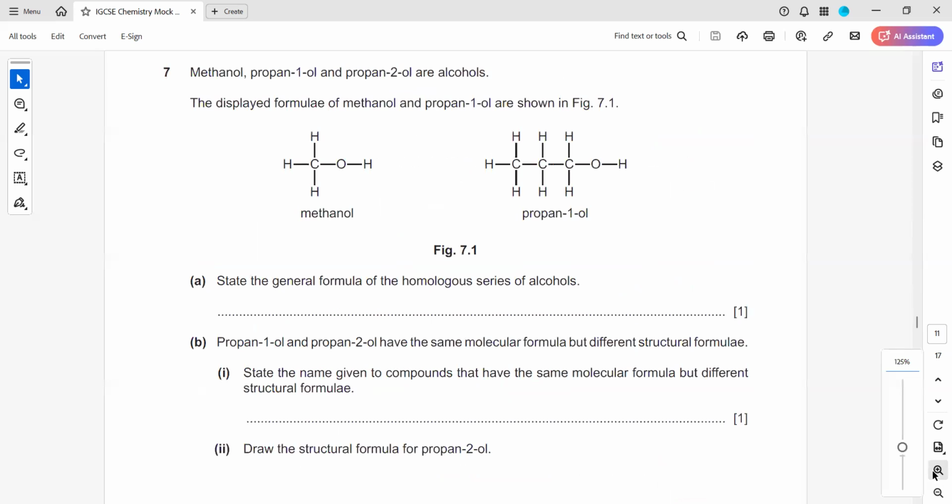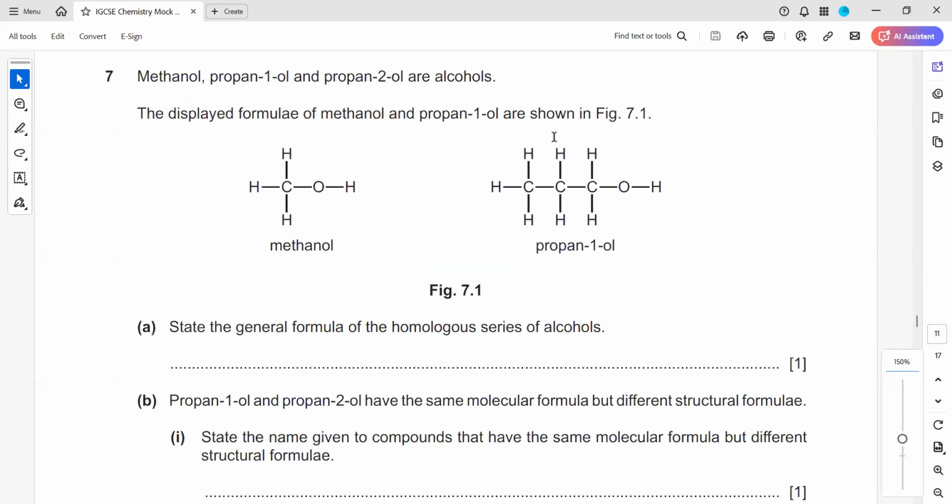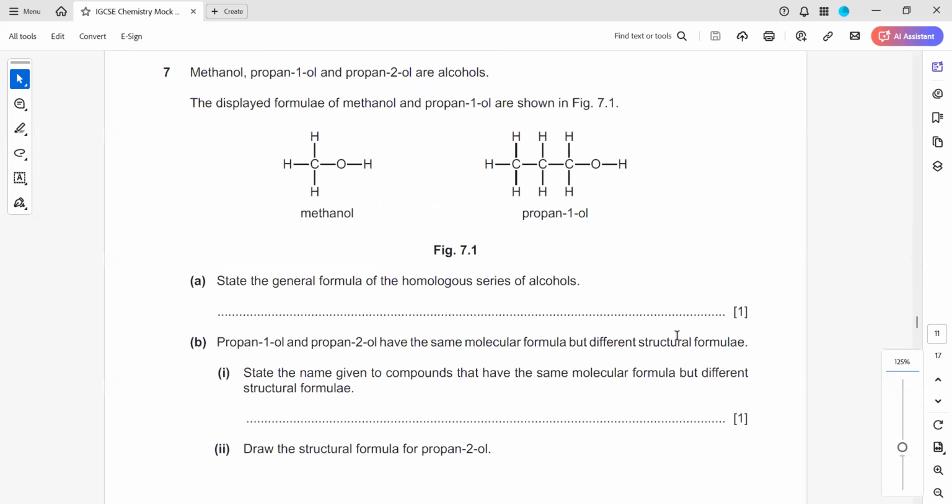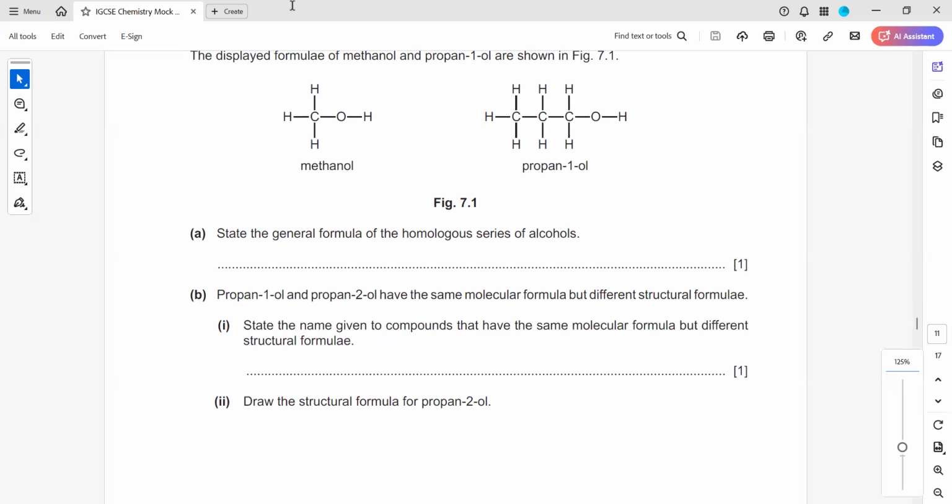Okay, question 7. Methanol, ethanol and propanol are all alcohols. The displayed formula is there. State the general formula of this homologous series. So what is the general formula for alcohol? CnH2n+1OH.